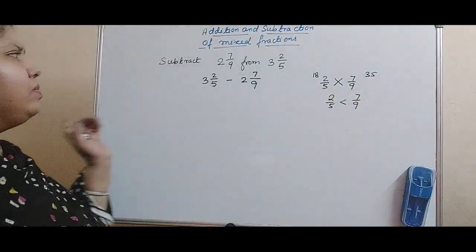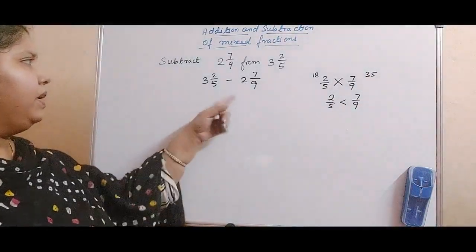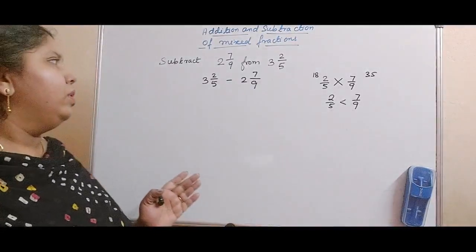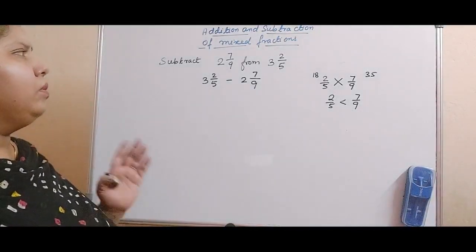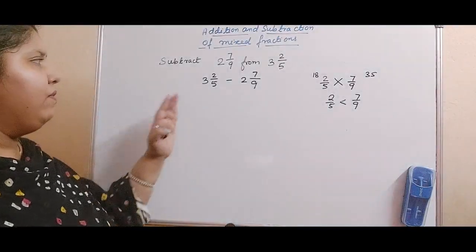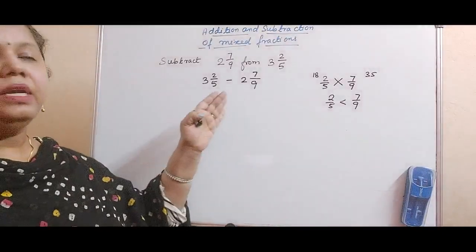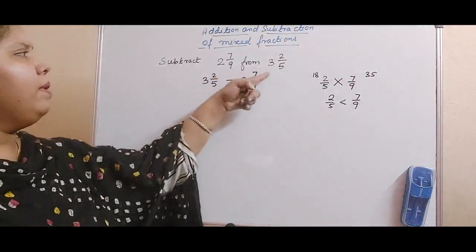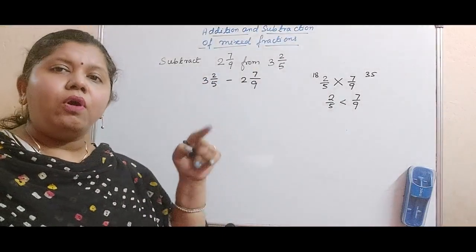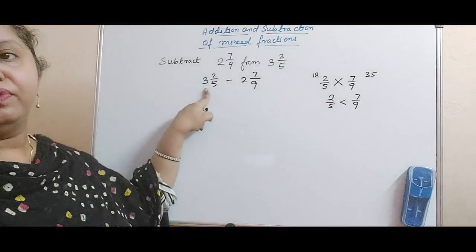So how can a smaller fraction be subtracted by a bigger fraction? It's not possible. So what we do is borrow 1 from the whole number part and add it to the smaller fraction to make it a bigger fraction. But here the whole number part is only 1. So if you borrow, you will also get the same fraction, that is 3 2 by 5.